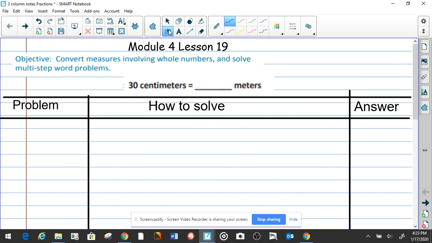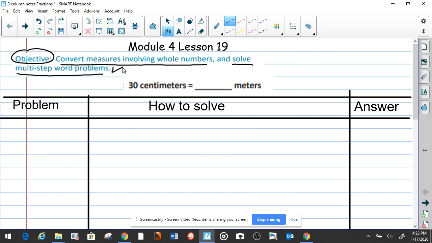I promise you that at the end of a year, you will be better than you have ever been in the previous years. Now, on this lesson, we're going to look at the objective. The objective is to convert measures involving whole numbers and solve multi-step word problems. This, of course, will come at the end.